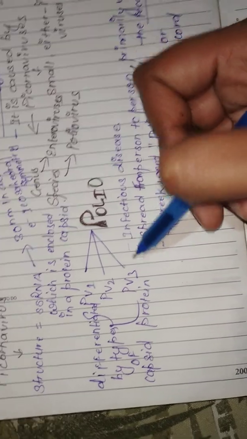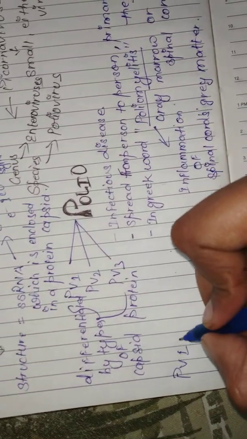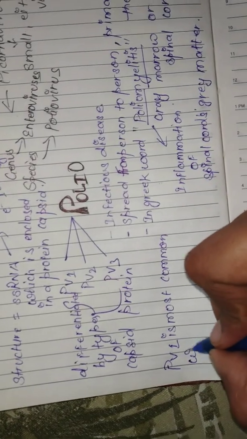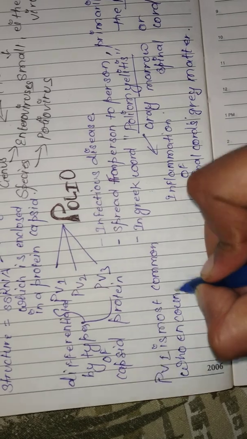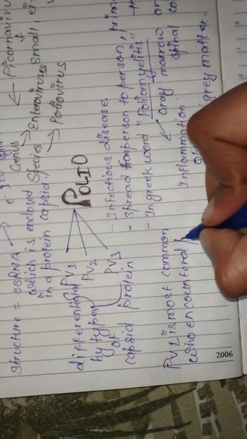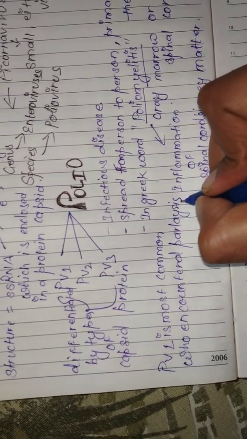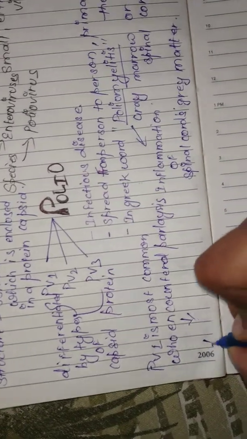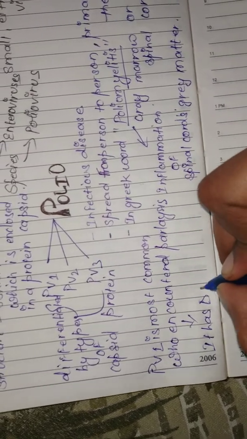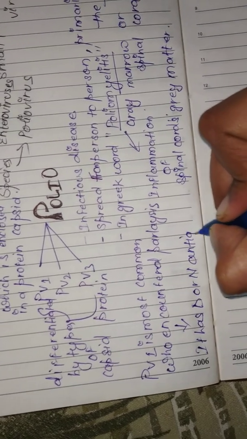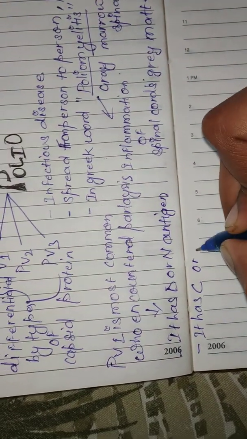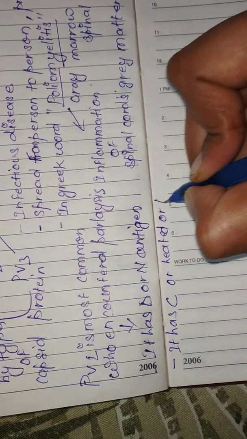Among these three serotypes, PV1 is the most common one, encountered in paralysis very commonly because it has the D or N antigen, along with the C or H antigen.